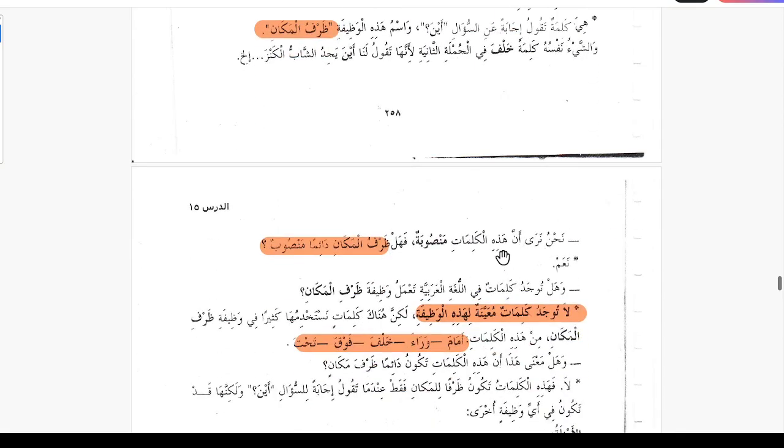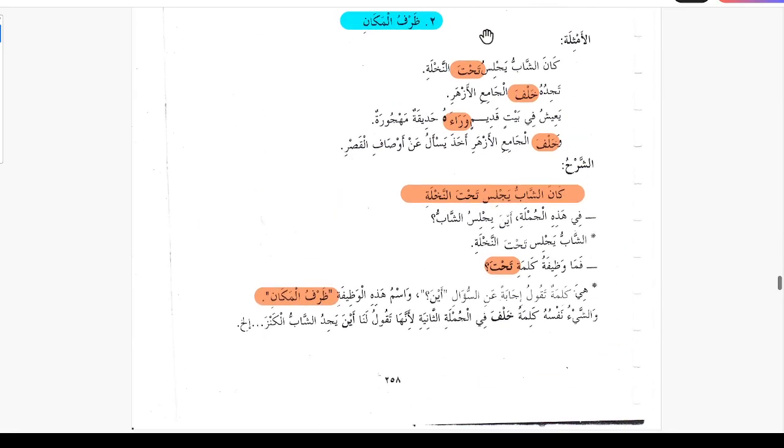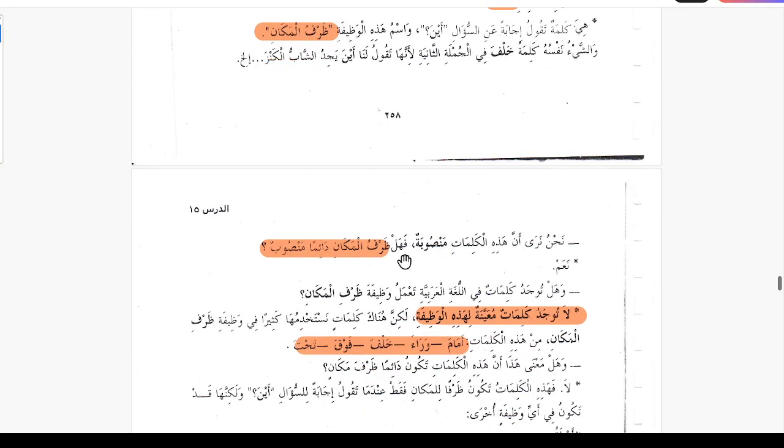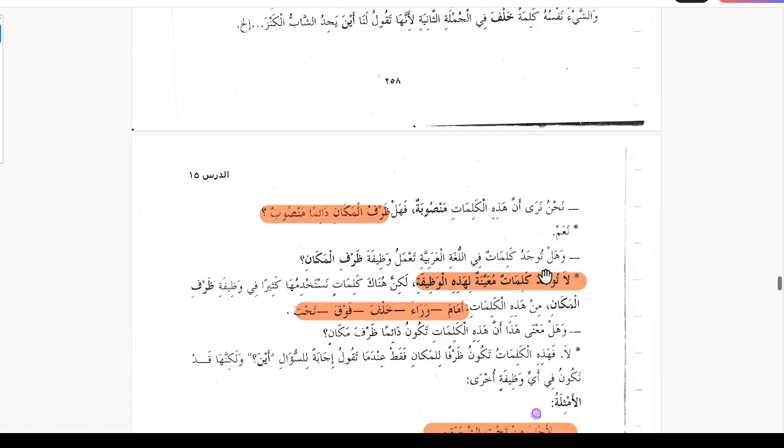Nahnu nara anna hazihil kalimati mansubatun, we see that all these words are mansub. Fahal zarful makan daiman mansubun, so is the adverb of place always mansub? Naam, yes. Wahal tujadu kalimatun fil lugat al arabiyyati ta'malu wazifa zarful makan, do you find words in the Arabic language that work in the function of zarful makan? I mean, are there specific words?